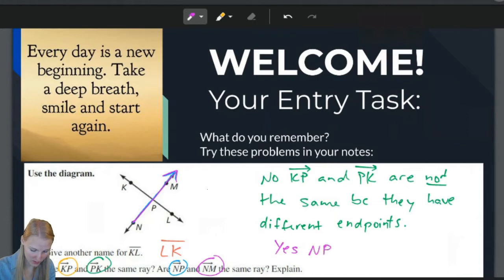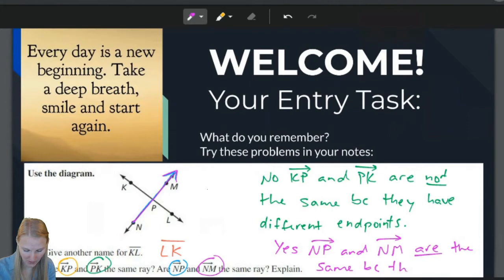Ray NP and ray NM are the same, because they have the same endpoint. Perfect. You can read that.